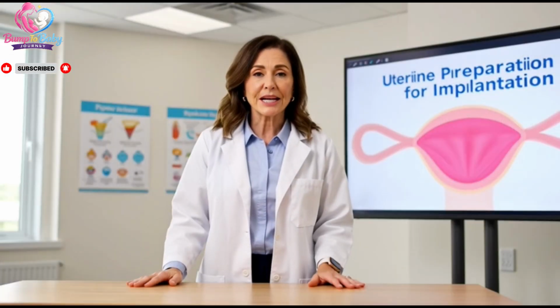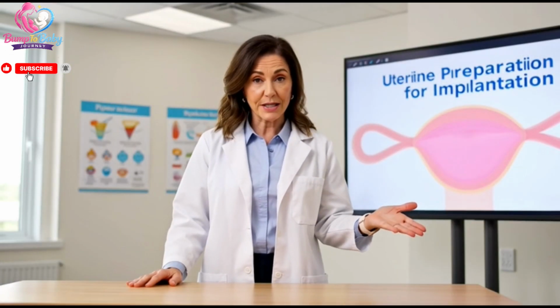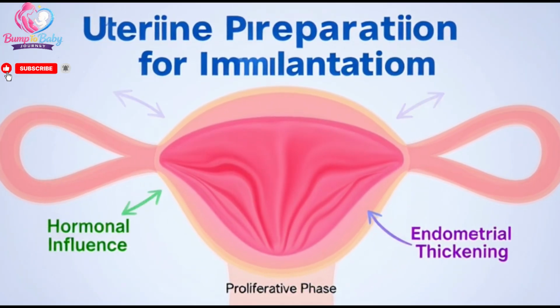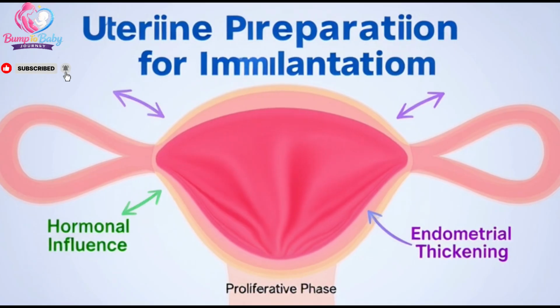For successful implantation, the uterus undergoes preparation. The lining thickens, becoming more vascular under hormonal influence. This ensures a nourishing environment for the embryo.